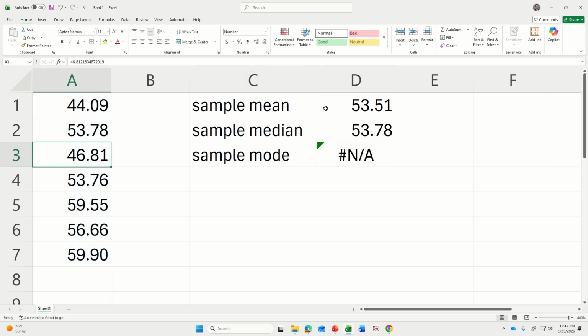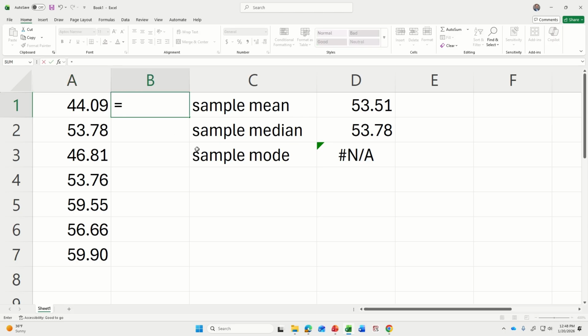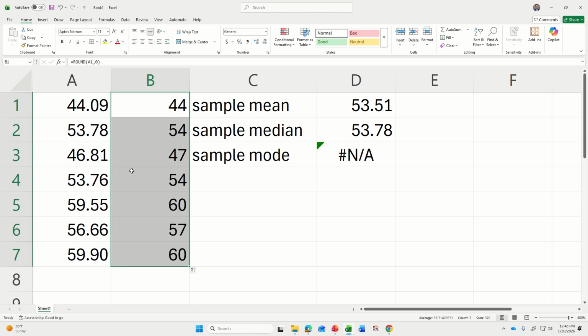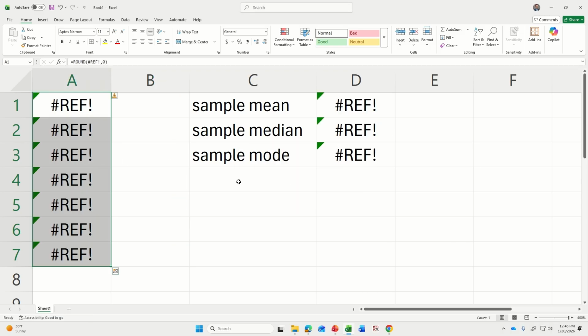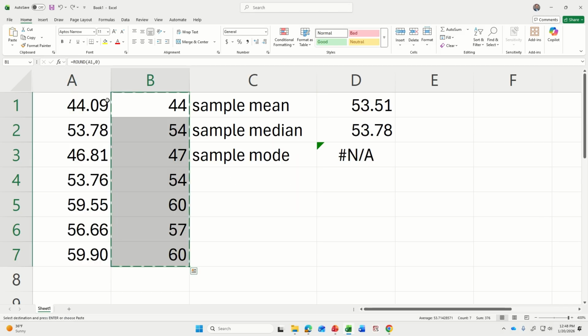Oh yeah, there's not a mode, is there? Because this is a continuous random variable, the way I made these numbers. And a mode only really makes sense if it's a discrete random variable so that you can have the same outcome appear more than once. So I guess if I actually want to do this, I better come up with a discrete random variable. I could do that just by making these numbers round to the nearest integer. Oops. Try that again.